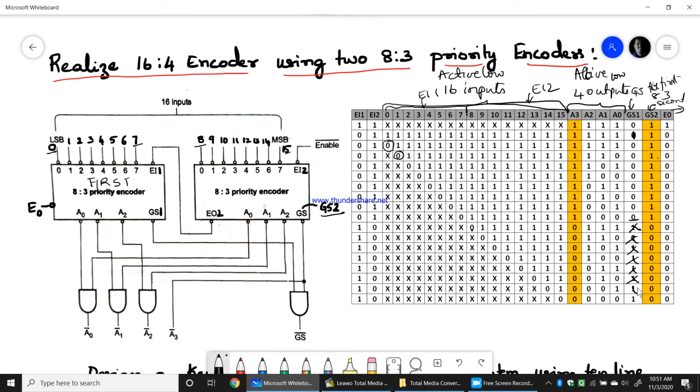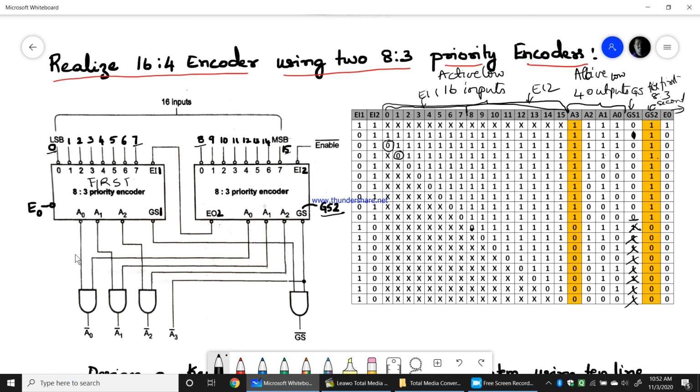Okay, GS2, GS1 is don't care. It can either be 0 or 1, because all these don't cares make 0 to 7 either 0 or 1. So either they can all be active or they can all be disabled. Highest priority will be given to 8, therefore 8 will be the output, where GS2 now will be 0 because one of this input is active now. So you can understand the entire truth table based on the knowledge which I have given you now. So based on that you can realize how to design a 16:4 encoder using two 8:3 priority encoders.